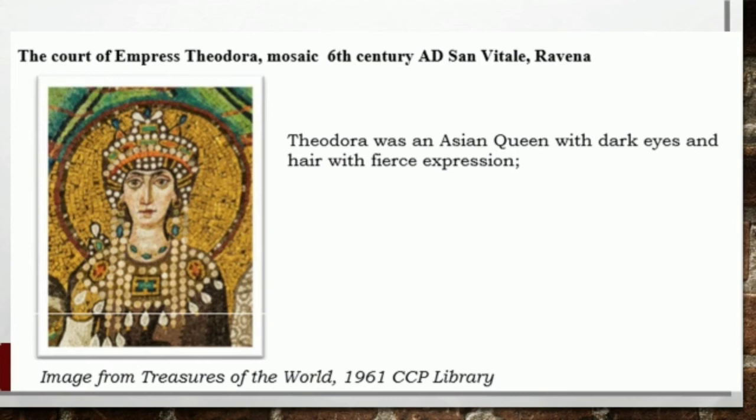Next example, the court of Empress Theodora. It is made of mosaic. Theodora was an ancient queen with dark eyes and hair and a fierce expression.